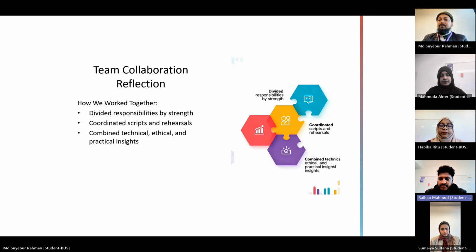We divided tasks based on our strengths and held weekly meetings to review progress and align our content. So, Mahmuda, what's your opinion on our team collaboration? Well, this approach helped us combine technical, ethical, and practical insights effectively. Working together allowed us to address challenges smoothly and present a coherent, professional analysis.